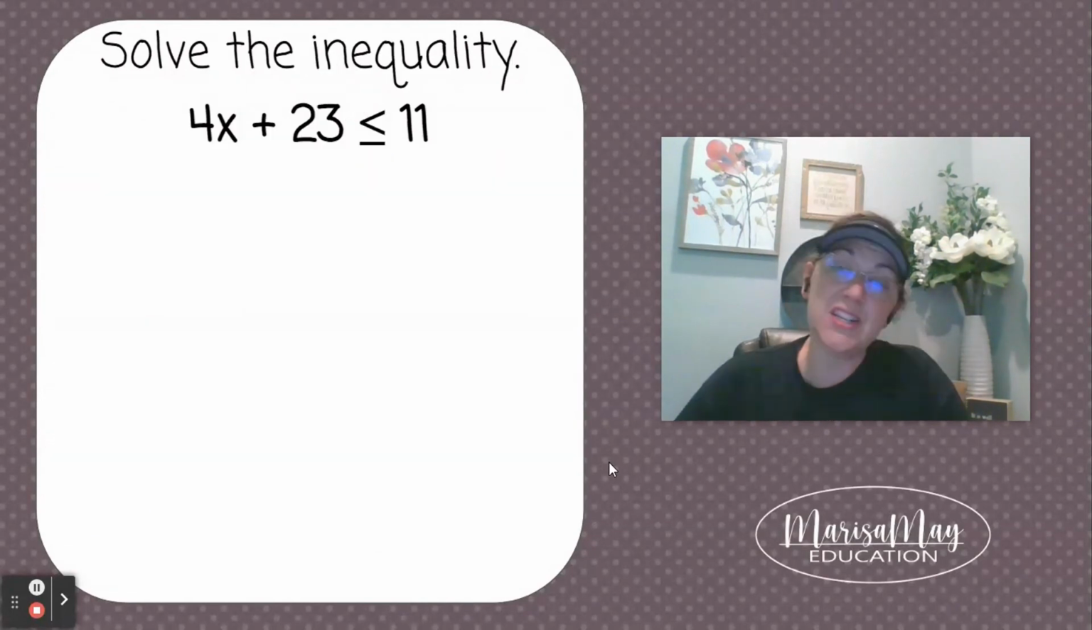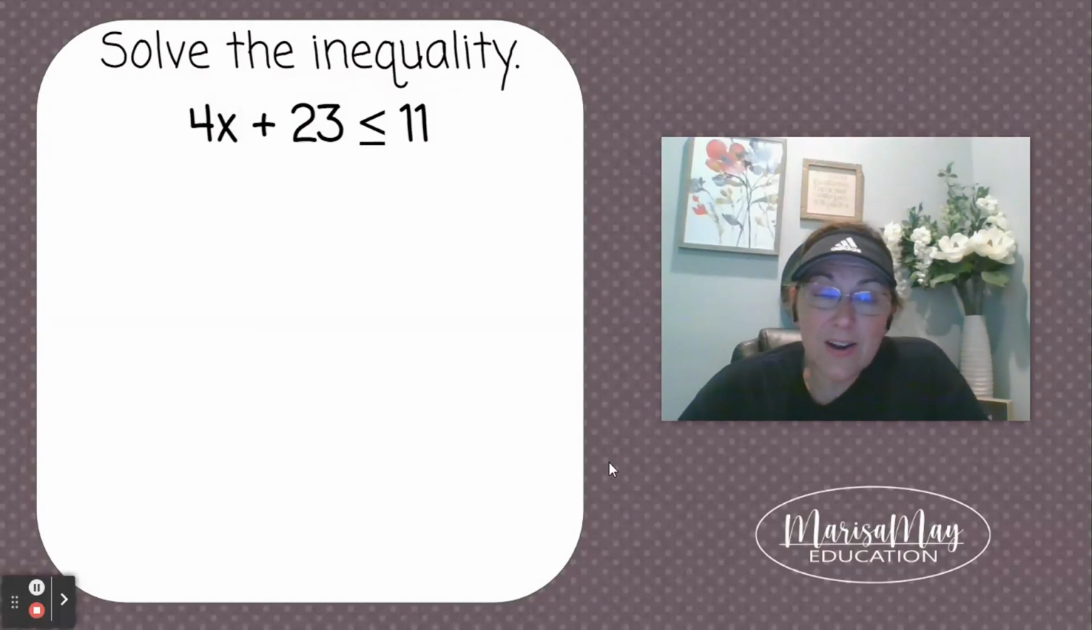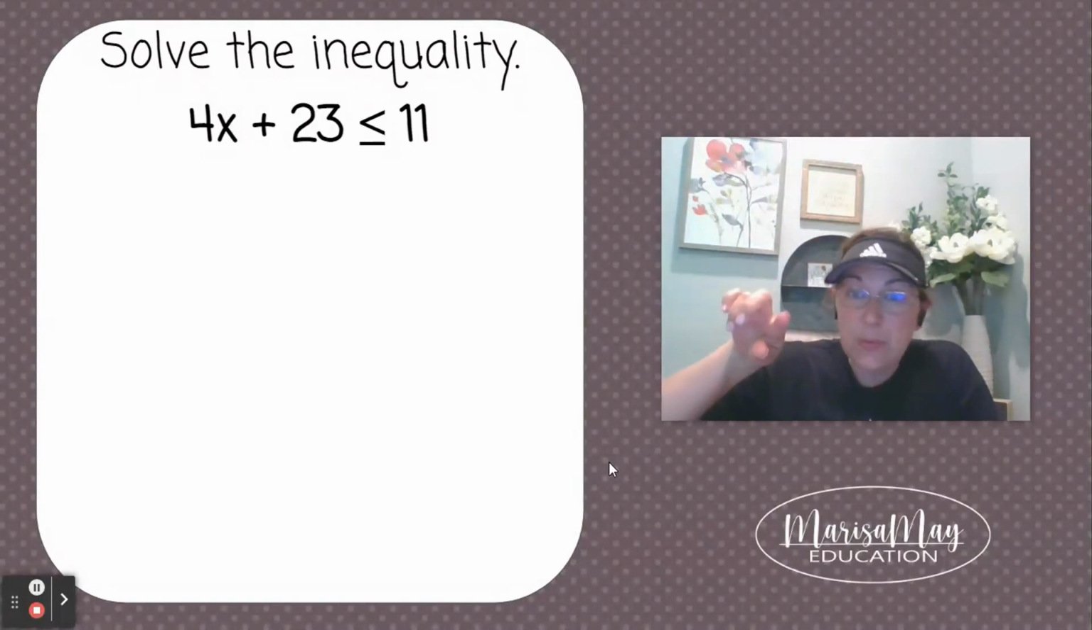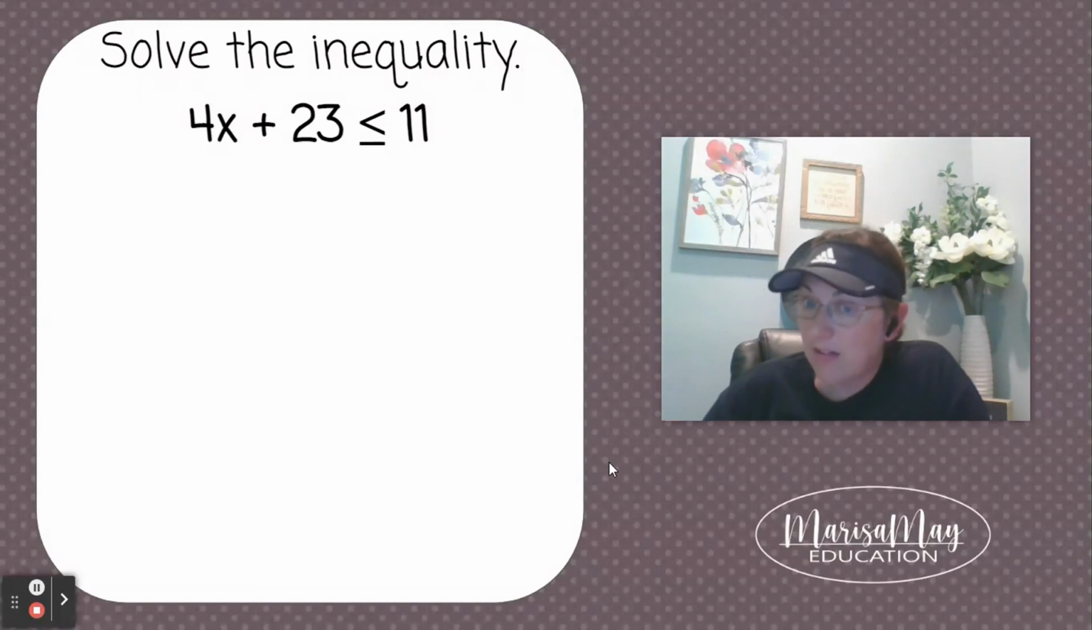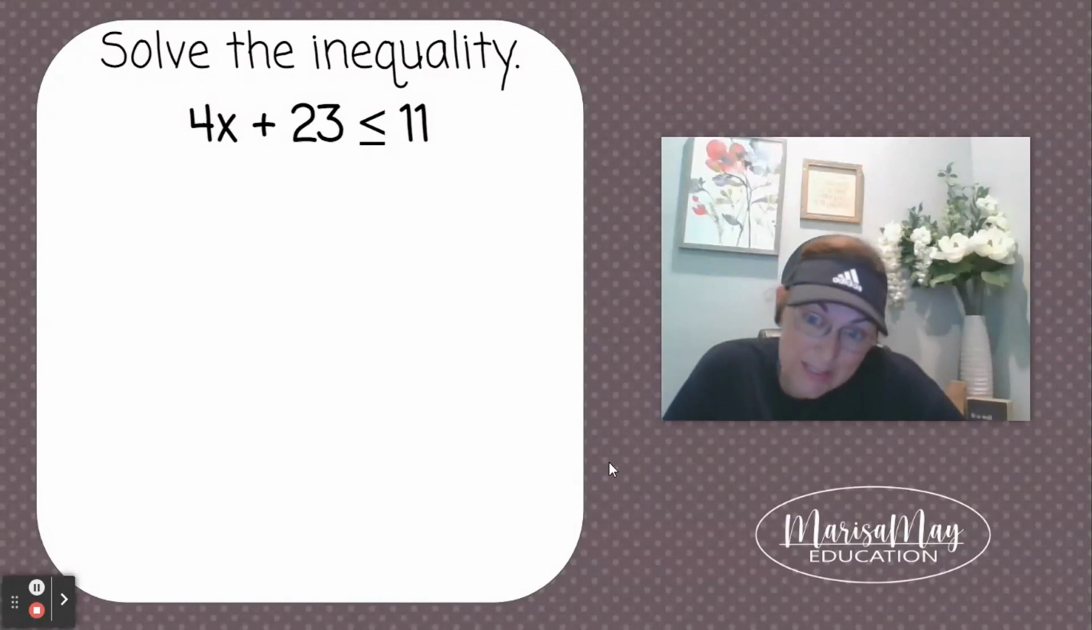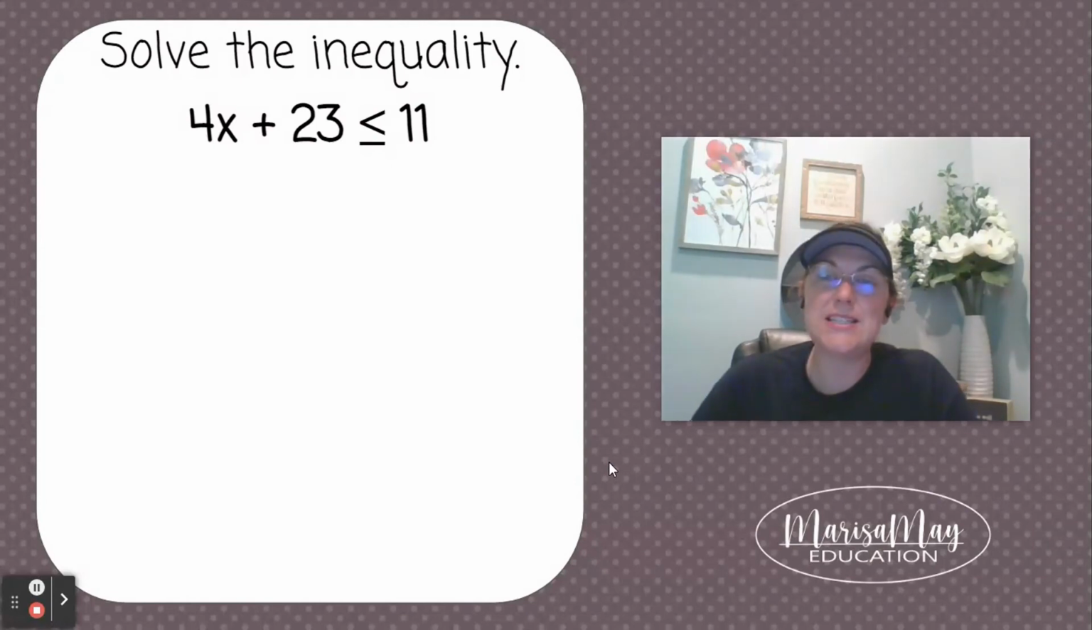Let's turn our attention then to solving an inequality. These are, you'll notice instead of that equal sign, now we have a less than or equal to, but here's the inside scoop on these. We solve them the same way we do an equation, with one slight difference, which we'll talk about. So let's take a look.